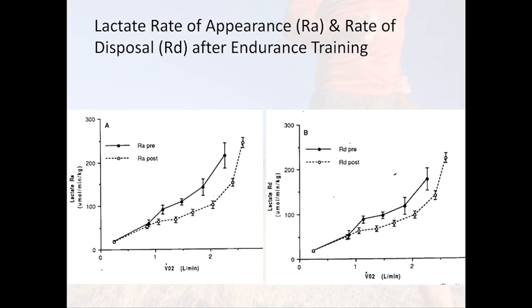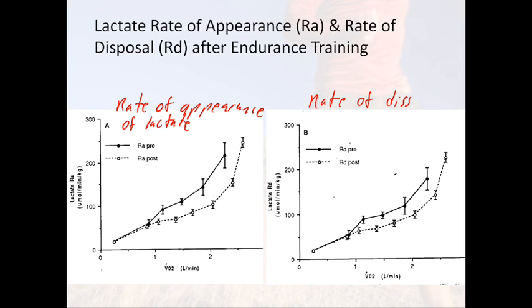Let me just explain what's going on here. This first one is rate of appearance of lactate, and the second one is rate of disappearance. I'm not sure I know how to spell disappearance. Sorry, I should have just gone with disposal since that's what it says right there. But yeah, rate of disappearance, rate of appearance.